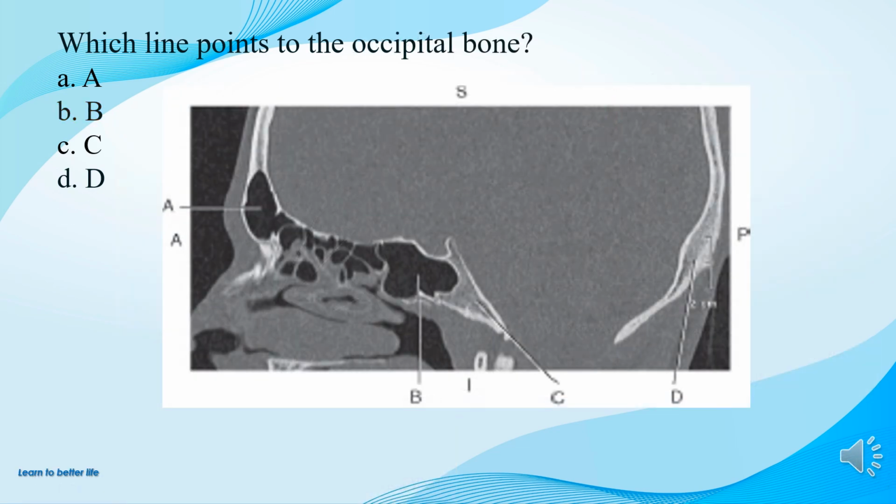This is an easy question. Which line points to the occipital bone? A, B, C, or D? The answer is D. Remember that the occipital bone is in the back of the head.